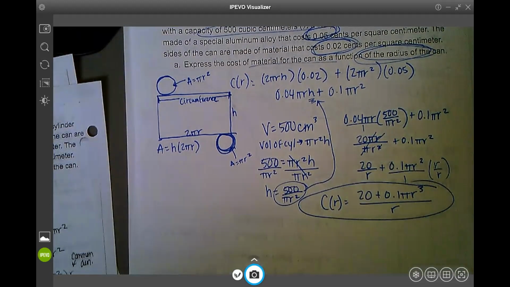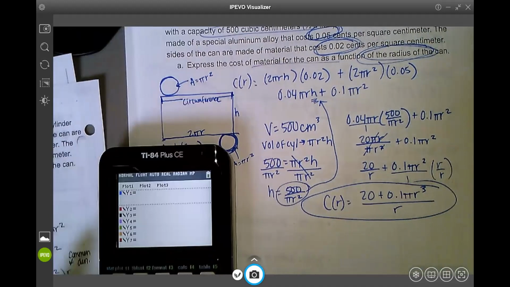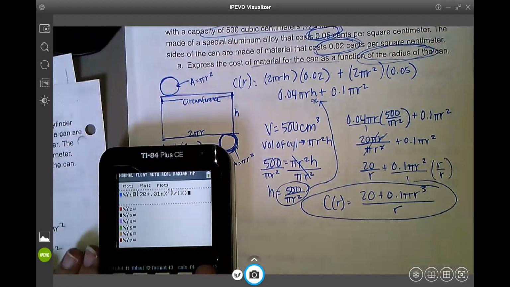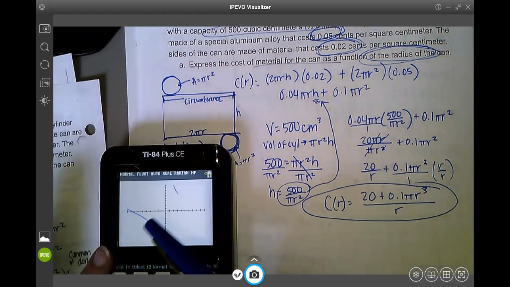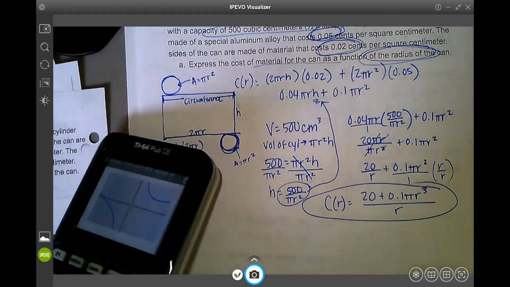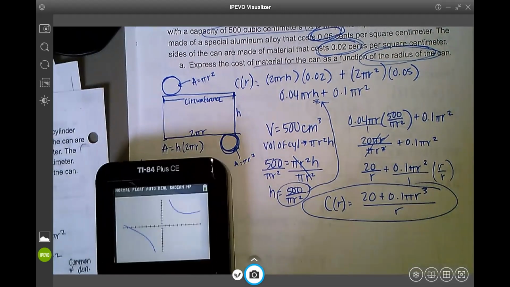Then we're going to graph it. So you can graph it on Desmos or on your calculator: 20 plus 0.1 pi x cubed divided by x. I'm talking about the cost, so I don't really care about the left-hand side here. It wants to know the value of the radius that will result in the least cost. So that's my minimum value.